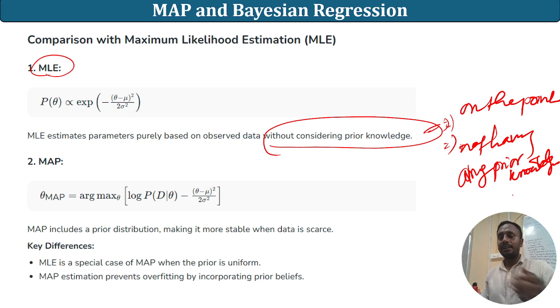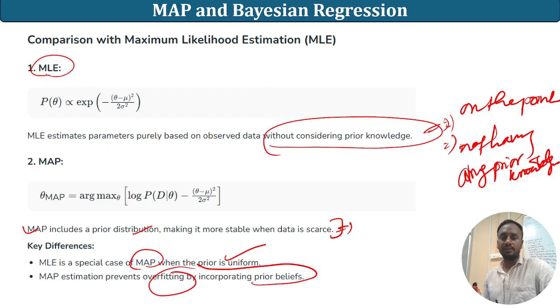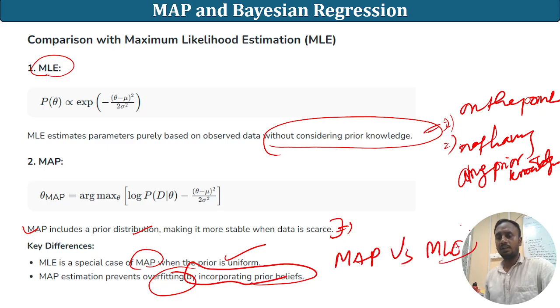So that doesn't have any prior knowledge. MAP actually includes the prior distributions, making it more stable when the data is scarce, like when we don't have enough data. And we can say MLE is a special case of MAP when the prior is uniform. MAP estimate prevents overfitting by incorporating the prior beliefs. Now that's the difference between MAP versus MLE.